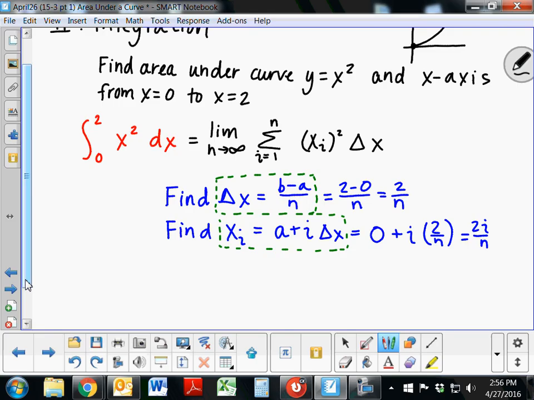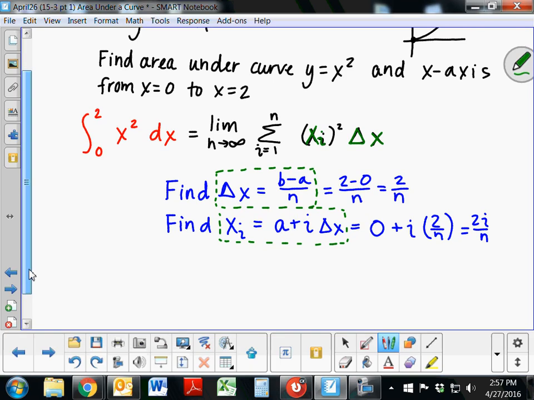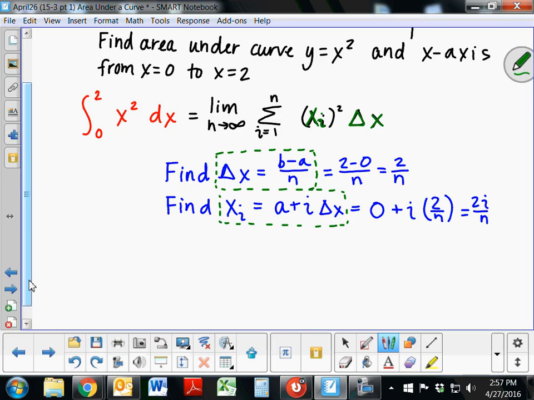So this limit up here, the reason I just found those 2 pieces was to actually replace delta x and x sub i. I want to replace them with things that actually look like functions, so it doesn't look so messy, so I can evaluate the limit. So I'm going to rewrite my problem with those plugged in.